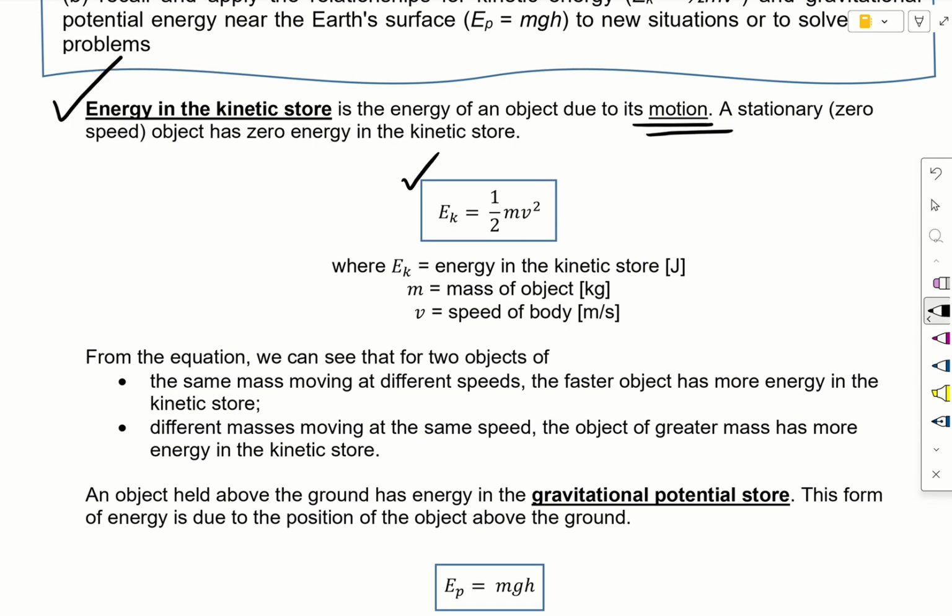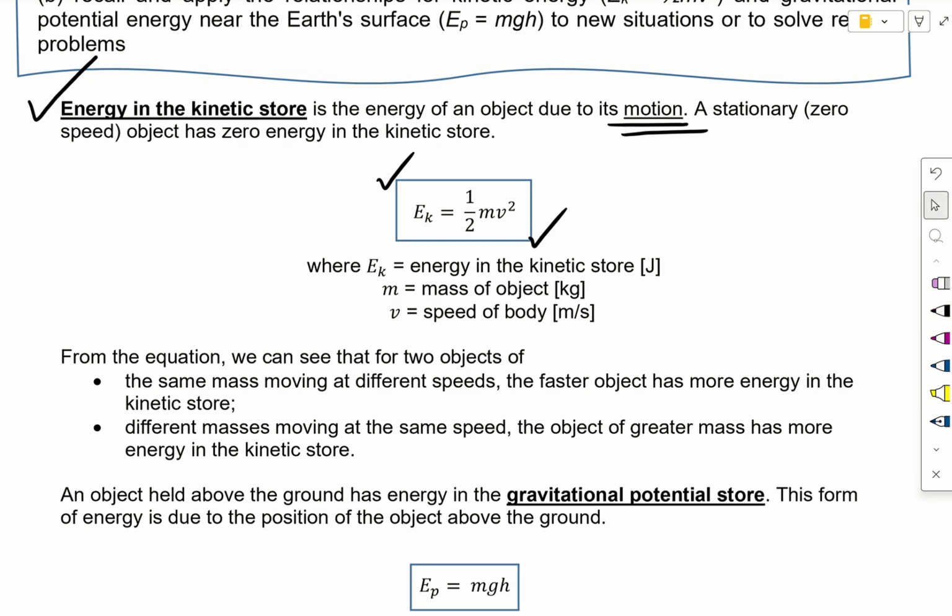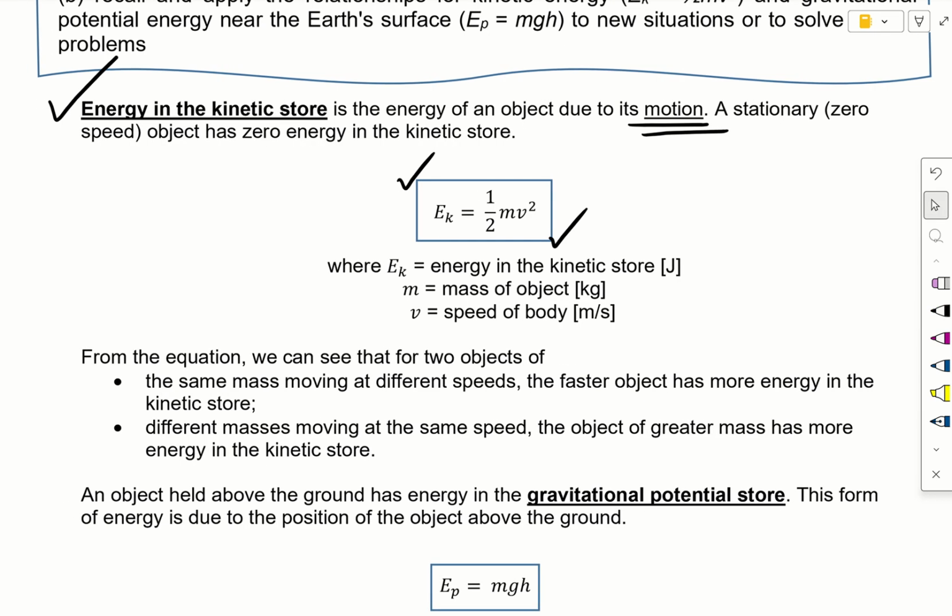So this is the formula that you need to memorize. EK, which stands for energy in a kinetic store, equals half mv squared. Take note, this is an SI unit formula. That means everything must be in SI units. But I can also tell you that for this chapter of energy, all the formulas are actually SI unit formulas.